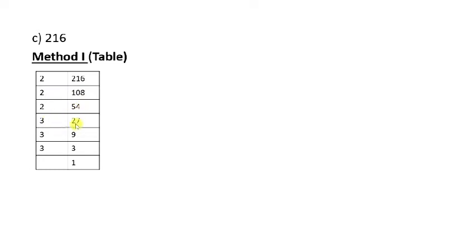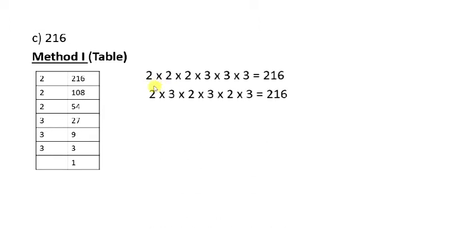3 into 27 is 9. 3 into 9 is 3. 3 into 3 is 1. Then we express 216 as a product of its prime factors. After that, we are going to group them: 2 and that 3, 2 and that 3, that 2 and that 3.